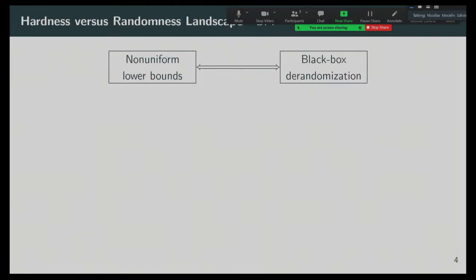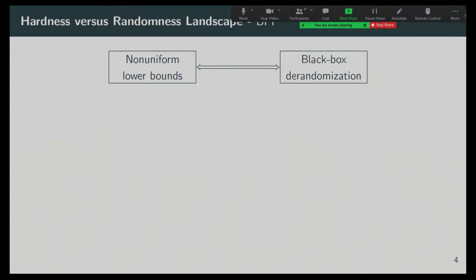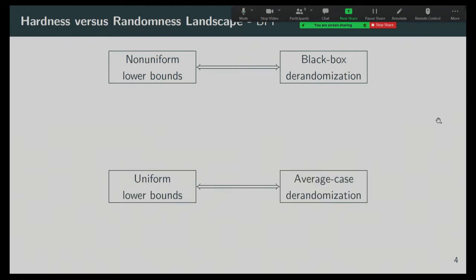Okay, so for BPP specifically, well, for BPP, we've seen earlier today that non-uniform lower bounds and black box derandomization are fully equivalent, right? And at least in some settings of parameters, we have a full equivalence between uniform lower bounds and average case derandomization, at least at the very low end, right? And there's this question, what if just BPP equals P?